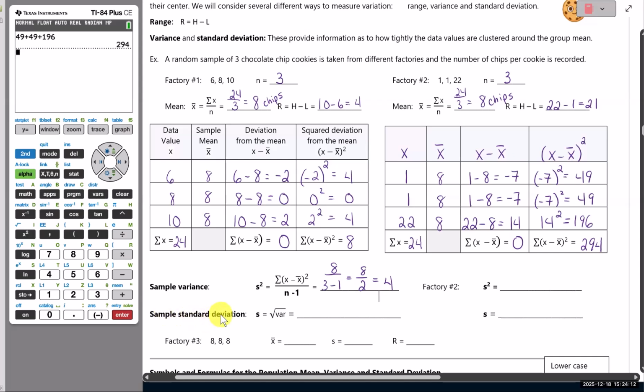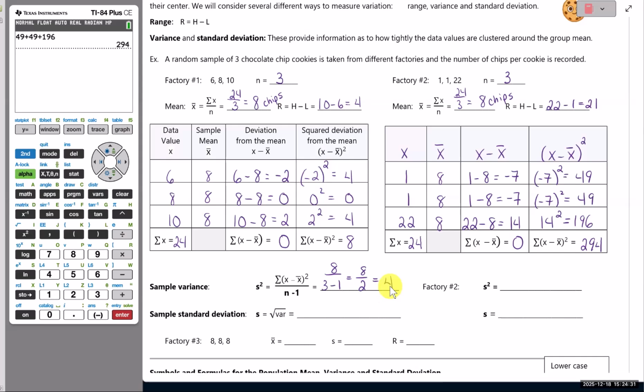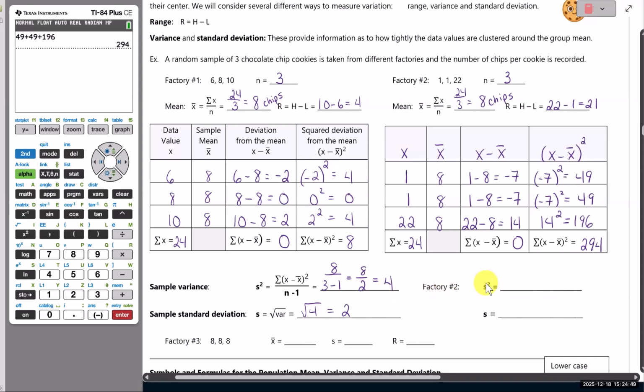So sample standard deviation is S. So basically, to get rid of this square on the variance, S squared, we're going to take the square root of that value. So S, the standard deviation, is the square root of what we got for the variance. So in this case, that was 4. So the square root of the variance comes out to be 2. Okay, so we just want to compare that to the second factory and see if we're getting larger values in that second factory.